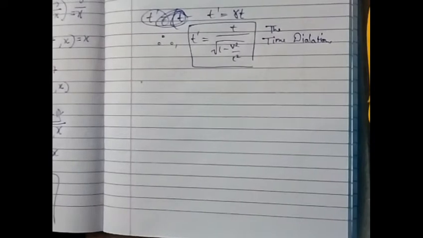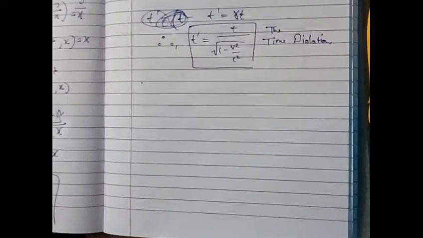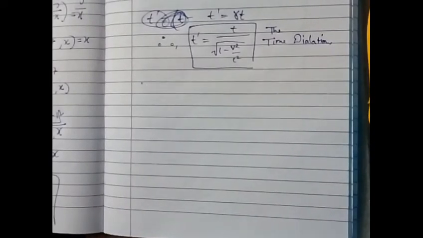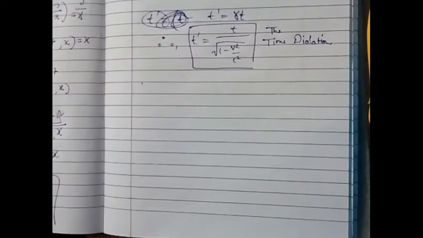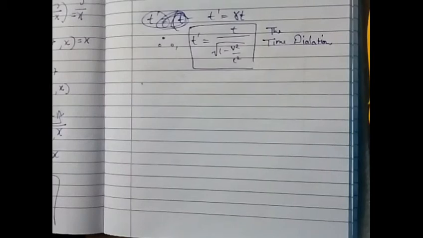I want to clear something. In the equation t equals t prime over under root 1 minus v square over c square, x prime was taken as 0 because S was saying that he's actually at rest, rather S prime is in motion.